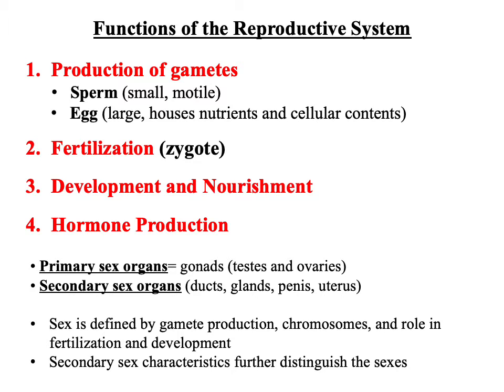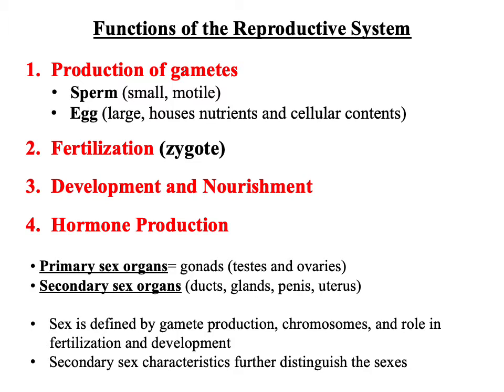Now, as far as the structures that are involved here, we have primary and secondary sex organs. Primary sex organs are known as the gonads. These would be the actual reproductive organs, the testes and the ovaries. And the reason why those are designated primary is because those are the organs in which the sperm and the egg are produced. So the sperm are produced in the testes and the egg in the ovaries.